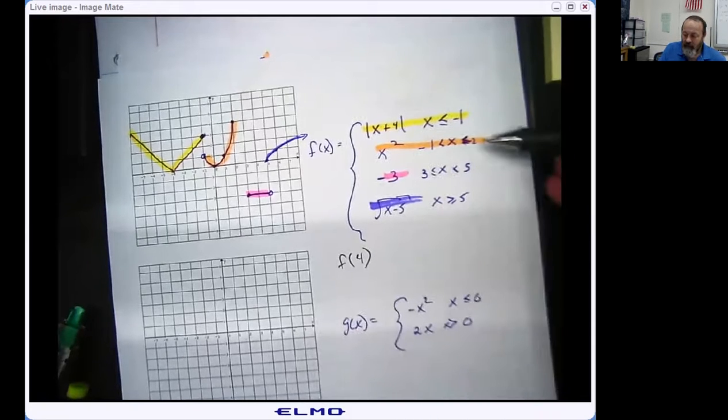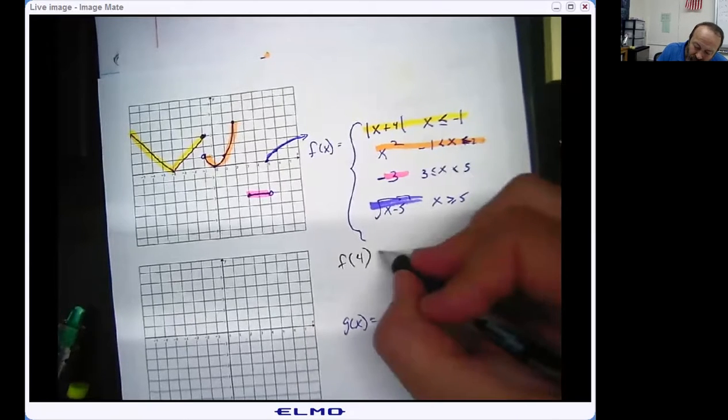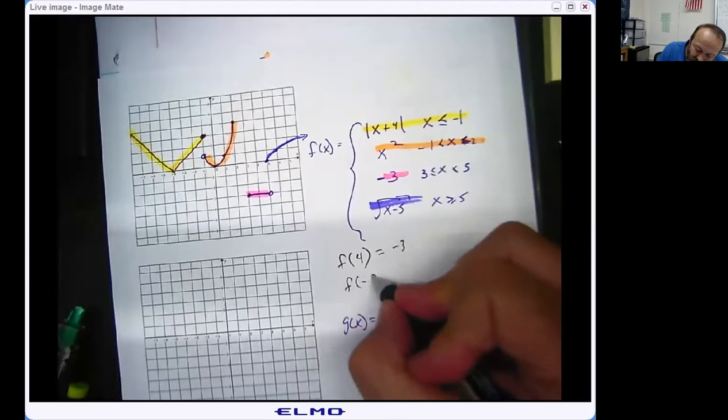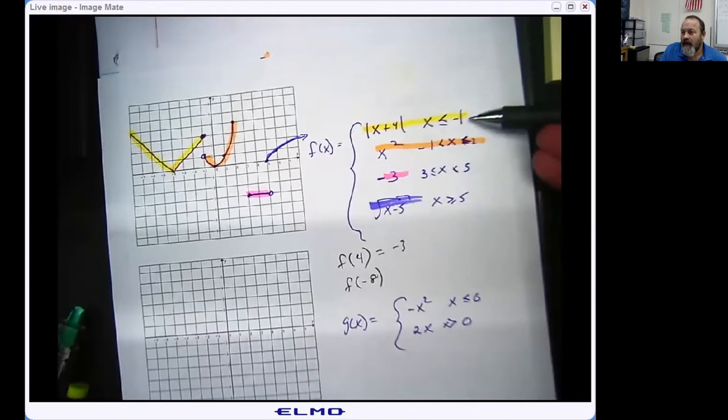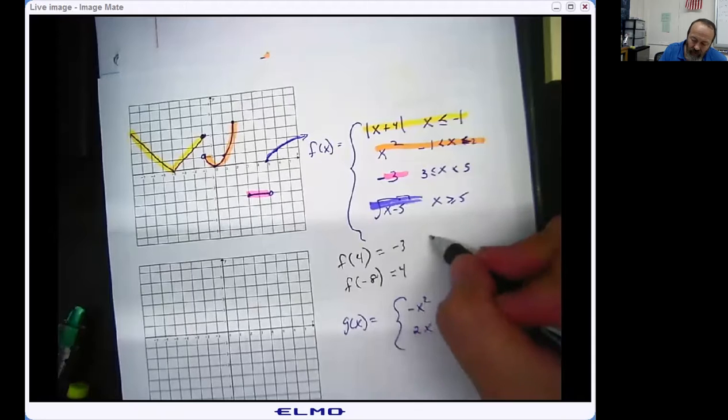So if you were asked to find f of 4, 4 is not below -1. It's not in here. It's actually right here. And this says no matter what x is, if it's anything from 3 to 5, that answer would be, in fact, -3. If you were asked to do f of -8, well, -8 lives in the yellow region. It's the only thing that actually would work. And so if I plugged in -8, this would give me the answer of 4.